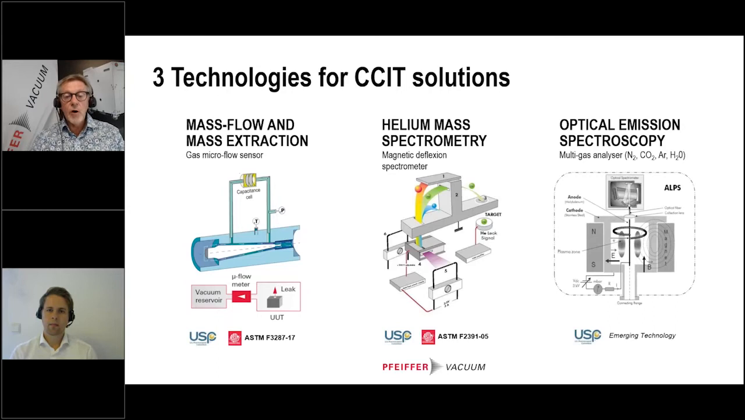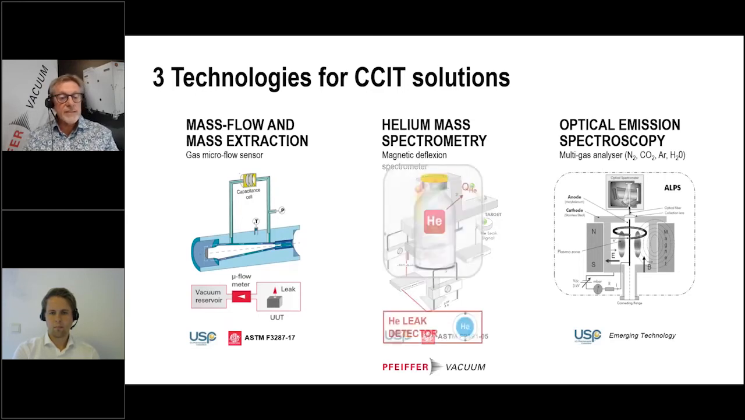And at the end, we have the optical emission spectroscopy, which is a multi-gas sensor, a multi-gas analyzer, able to detect not every gas, but at least nitrogen, carbon dioxide, argon, moisture, alcohol. But for example, we cannot detect oxygen or helium with this technology. The principle is to generate a plasma. That means with an electron beam, we excite the gas, and the de-excitation of the gas will give us light corresponding to the different molecules escaping from the container.